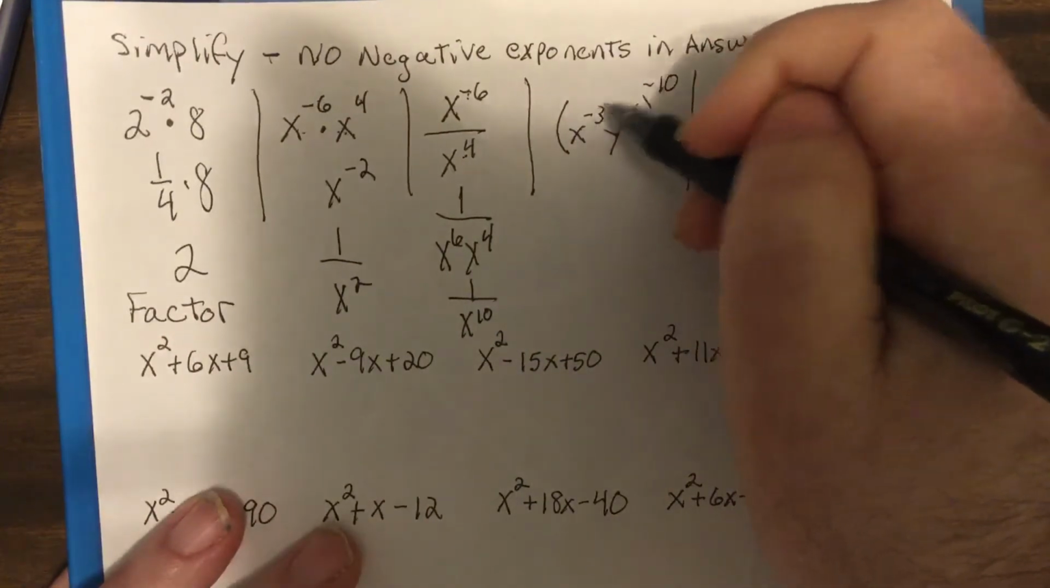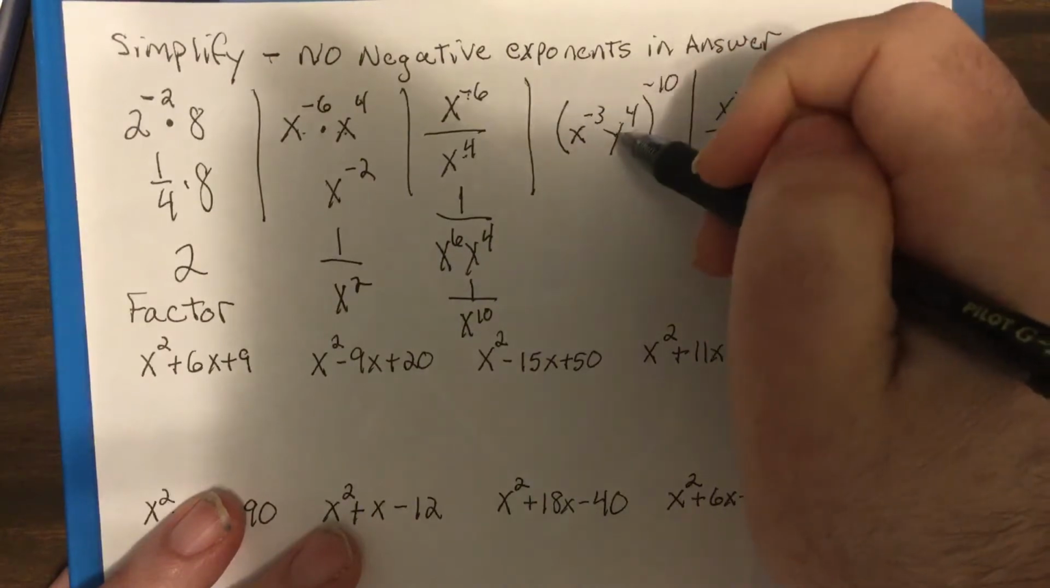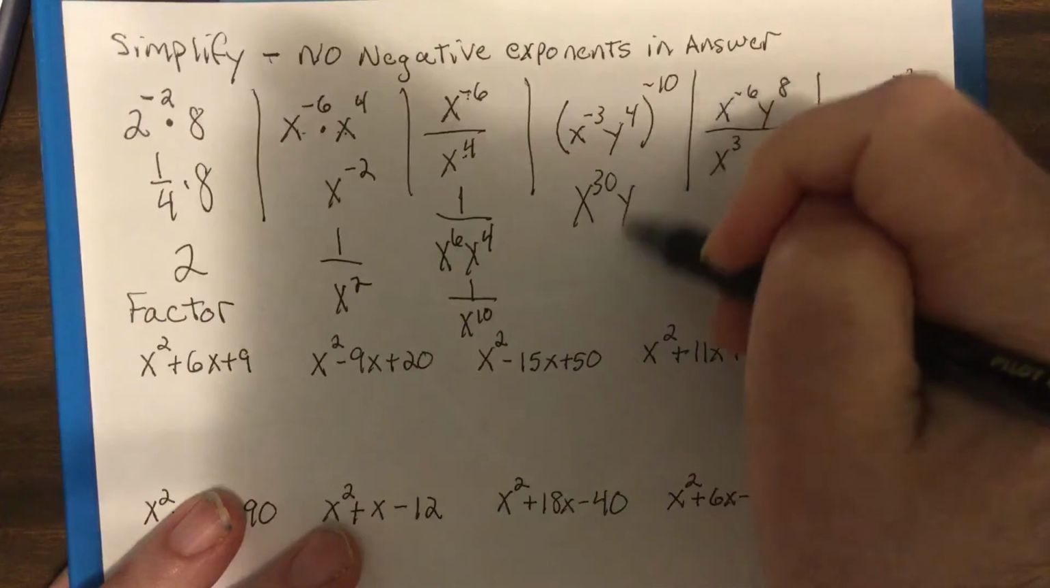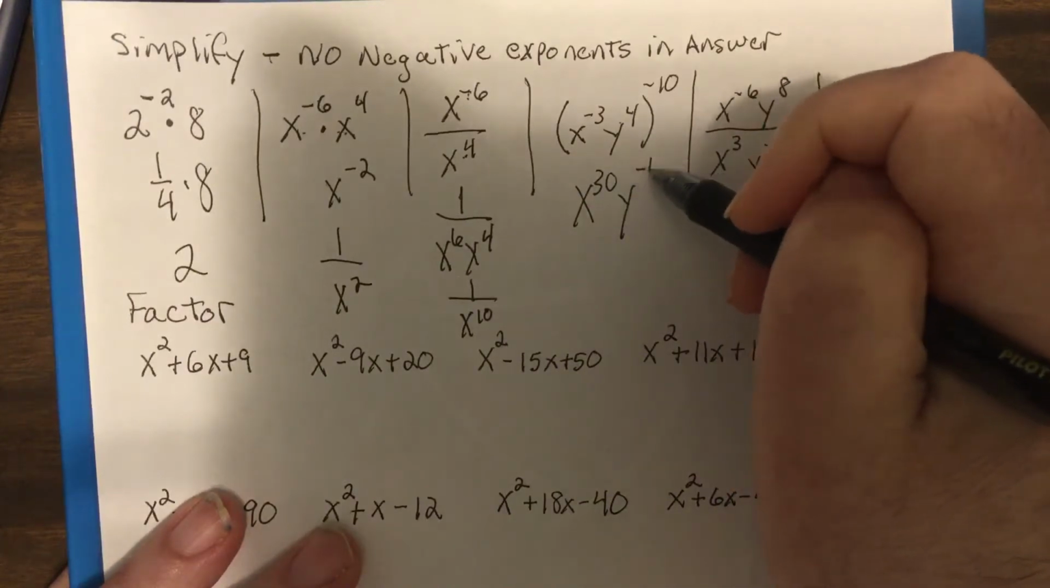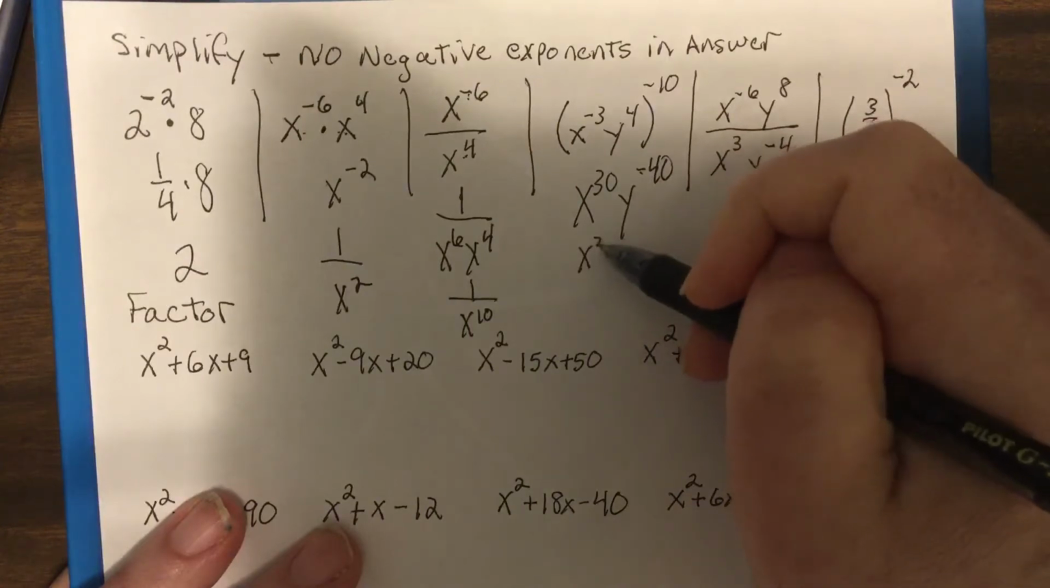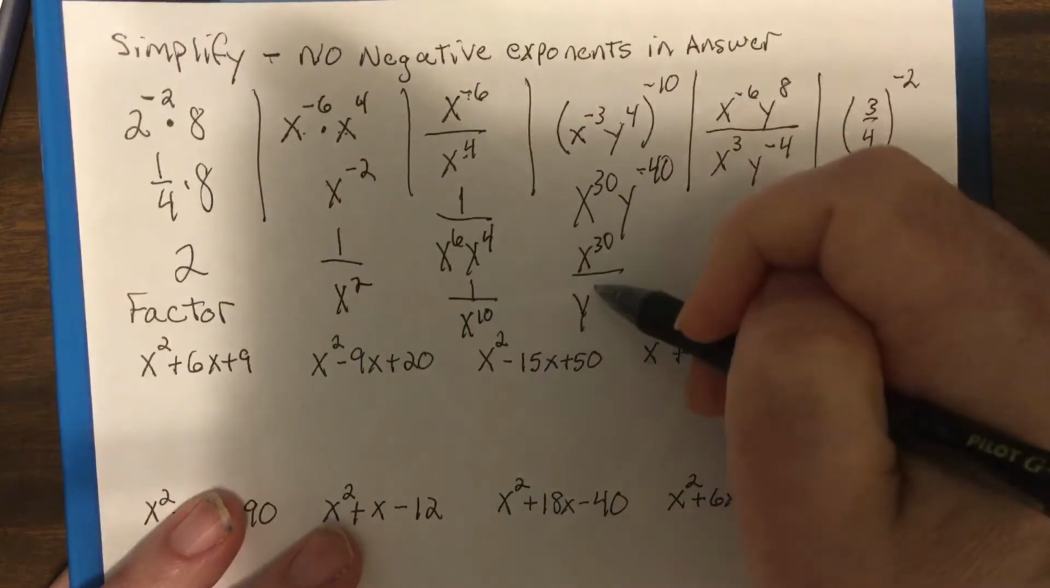This one, product to a power, you raise both to that power, which is multiplying the powers, so it'd be x to the 30th, y to the -40, but negative means take the reciprocal of the base, so it's x to the 30 over y to the 40.